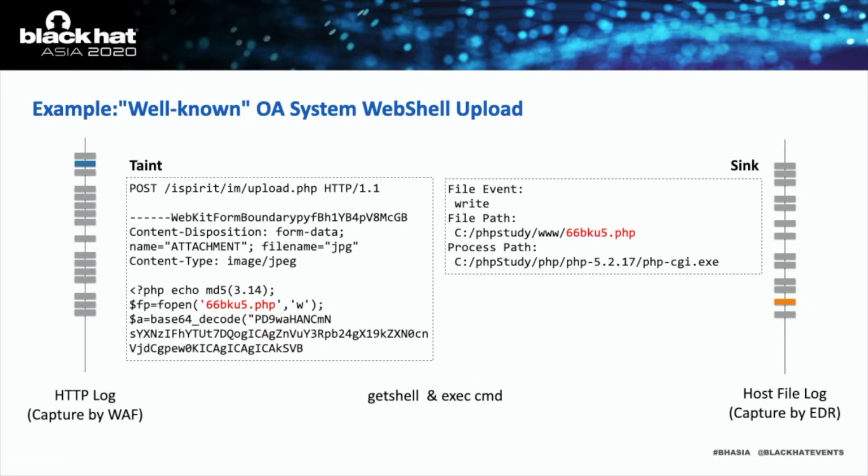This example is a file upload zero-day vulnerability of a well-known OA system, but we cannot tell which. We caught it several months ago. In these logs, we can see that the string in red is a file name, which occurs both in HTTP log and endpoint file log. It means someone wrote a PHP file successfully into the web server, so we can use data flow tracking method to dig malicious HTTP payload automatically.